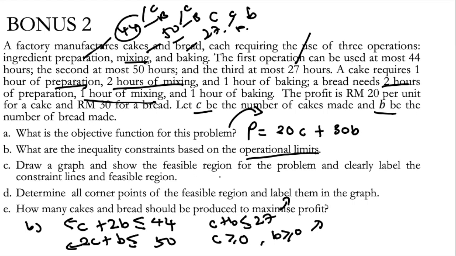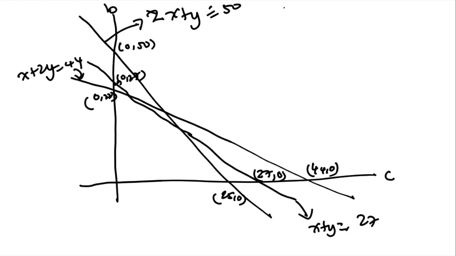graph, show feasible region, and clearly label the constraint lines and feasible region. But before you can show all of that, you should show me how to get each of the lines. How do you know it's downsloping? You know the basic drawing of line. How to get the vertical axis, the calculation, everything. Okay, now the feasible region here.